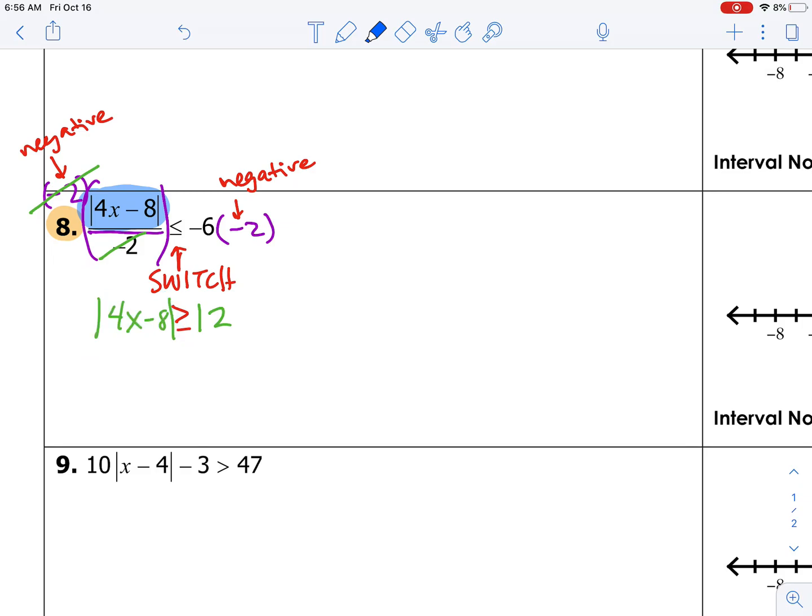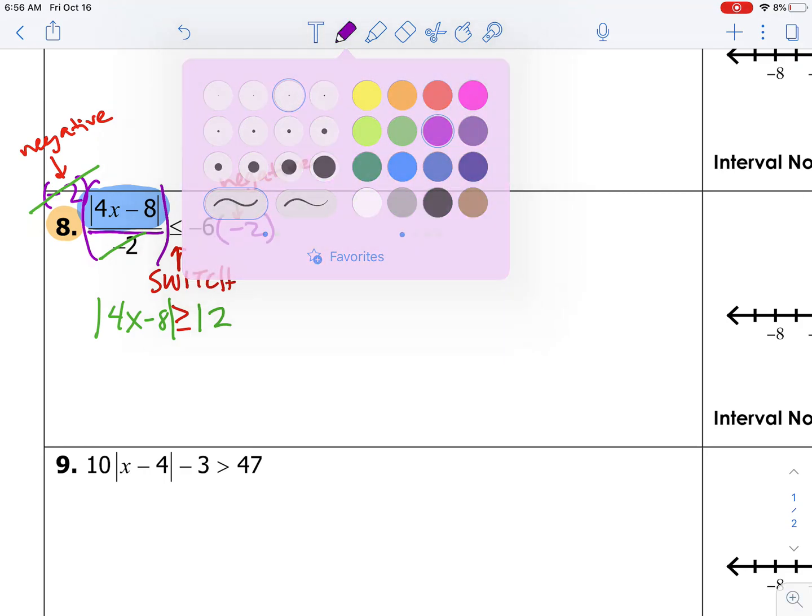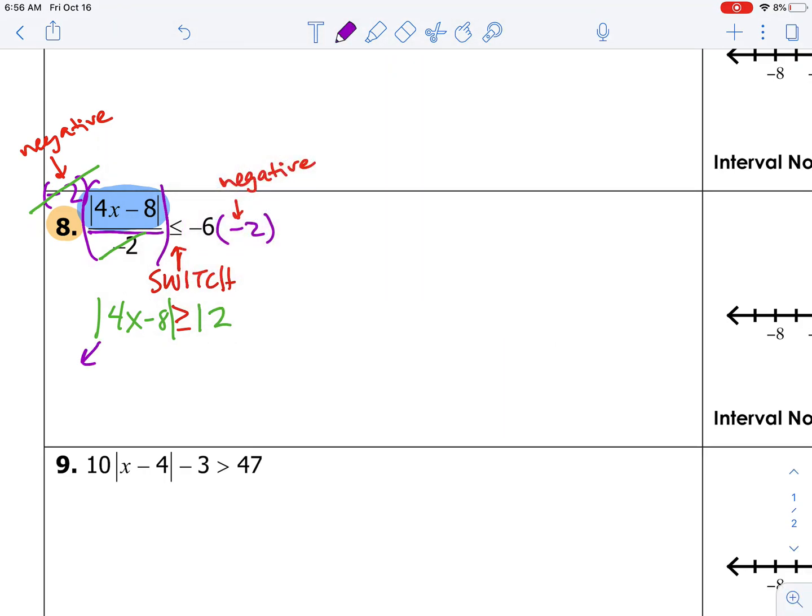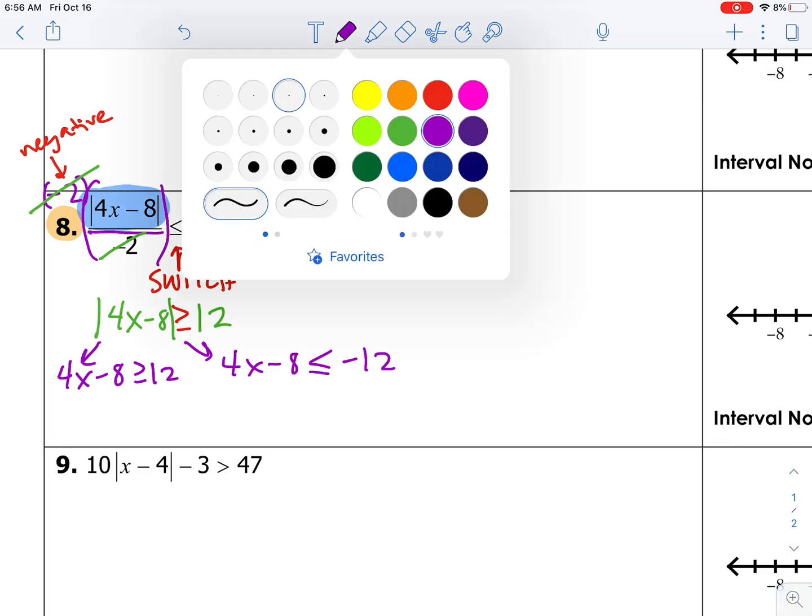So now we see that everything in absolute value is isolated. All we have on the left is the absolute value. So we are ready to set up our cases. Remember, for the first case, nothing changes. 4x minus 8 greater than or equal to 12. For the second case, 4x minus 8, we switch the way that the inequality is facing, and we change the 12 to a negative 12.